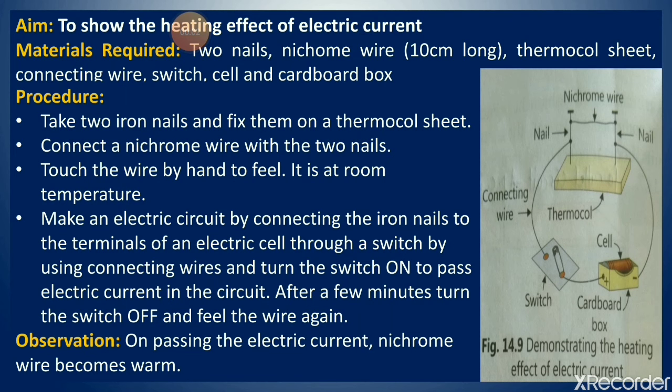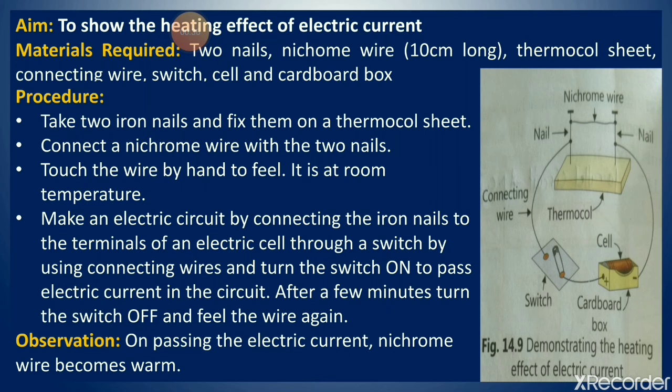Now students, we will see one activity to show the heating effect of electric current. In this activity, we need two nails, one nichrome wire of 10 centimeter, one thermocol sheet, connecting wire, switch, cell, and a cardboard box. First of all, we have to take two iron nails and fix them on a thermocol sheet as you can see in the image.